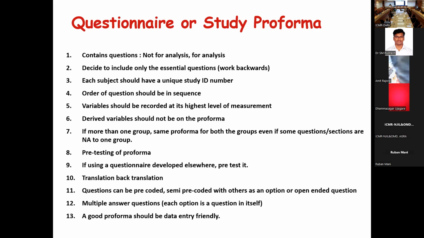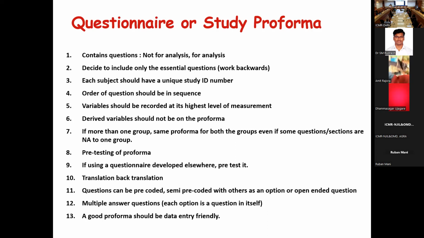Now, if there is more than one group, use the same proforma. You have to have the same proforma regardless of the number of groups you have. The only difference would be a variable which will indicate group A or group B or group C, right? Even there could be some set of questions which are not applicable to one group, like you have one group as disease, other group as non-disease, and you are collecting information related to disease, it will not be applicable to non-disease. But still you have to have the same questionnaire, right? Because you're going to stitch the two together.